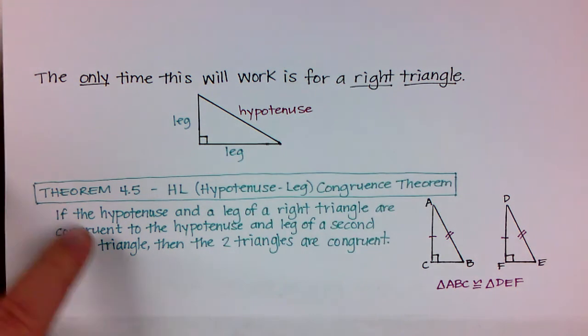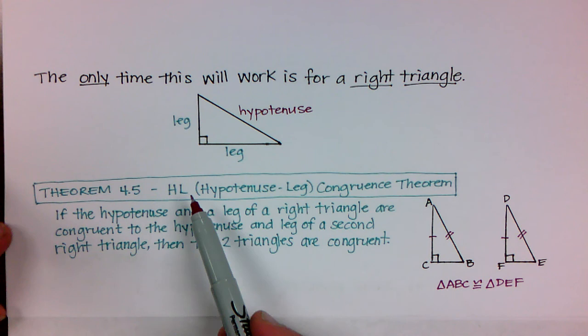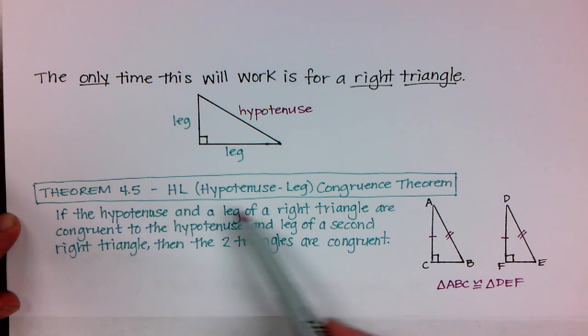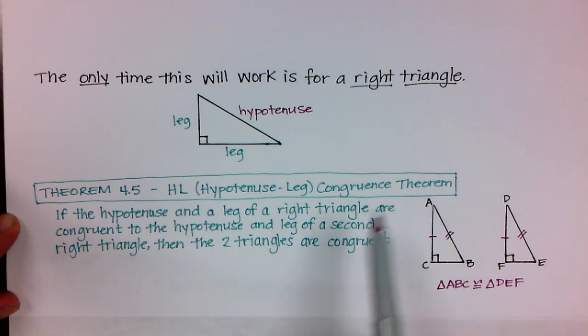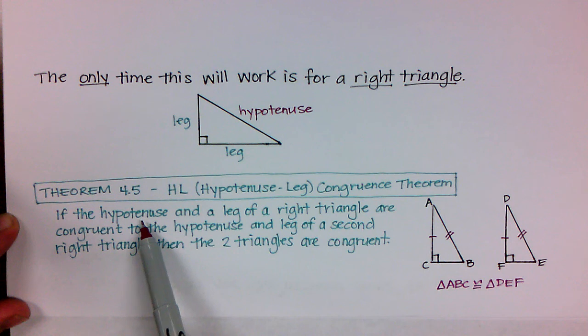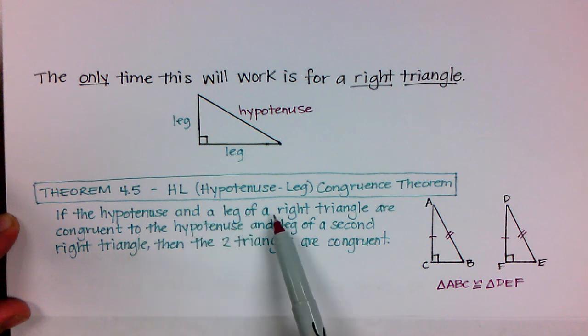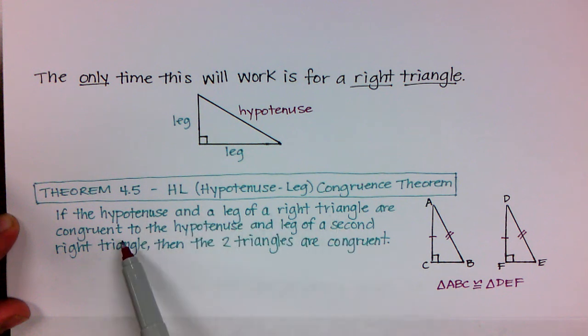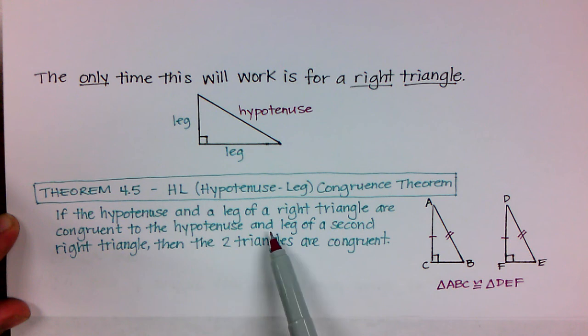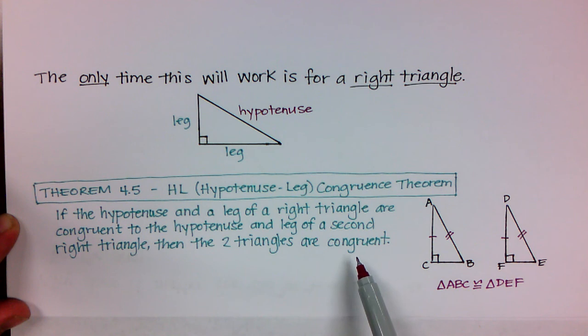So I have a theorem, 4.5, called the HL, or the hypotenuse leg congruence theorem. And it says if the hypotenuse and a leg of a right triangle are congruent to the hypotenuse and leg of a second right triangle, then the two triangles are congruent.